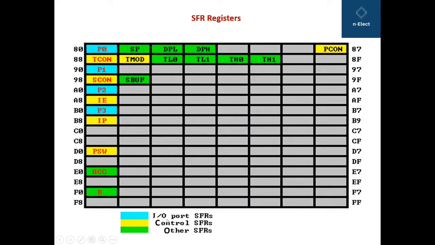While other than IO port SFRs and control SFRs, there are some other SFRs which are shown in green color, like accumulator, then register B, then stack pointer, then DPL and DPH, which are the lower byte and upper byte of the DPTR register, then TL0 and TH0, which are the parts of the lower timer, and TL1 and TH1, the parts of the upper timer, along with SBUF, that is serial buffer register. These are all the registers other than IO port SFRs and control SFRs.